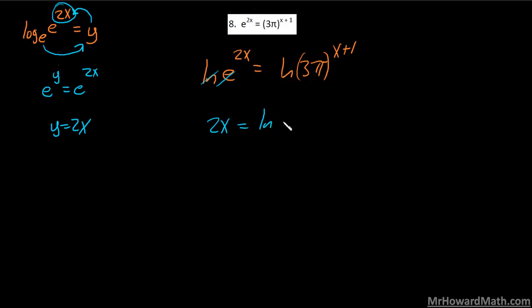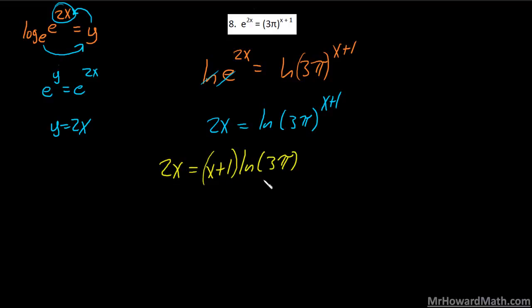2x equals ln of 3 pi to the x plus 1 power. So now I can apply that all-important logarithm theorem that says I can pull an exponent up front as a multiplier, and that's what I'm going to do next. So now I have left side 2x, didn't change, and now I have the x plus 1 quantity times ln of 3 pi. So I need to put that in parentheses there.